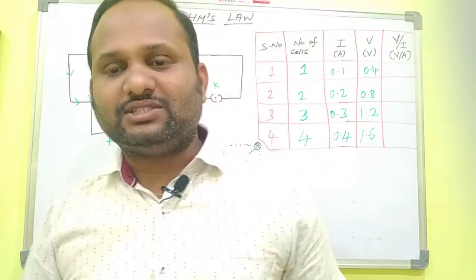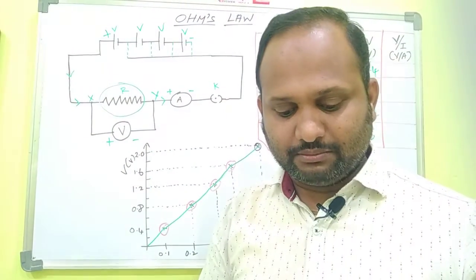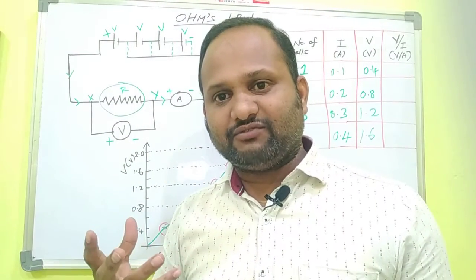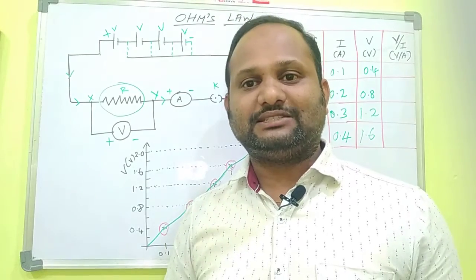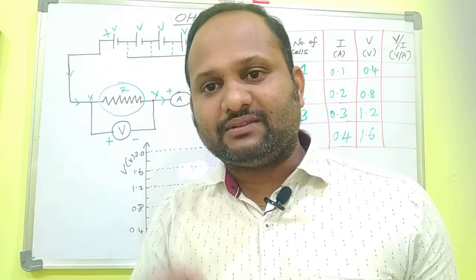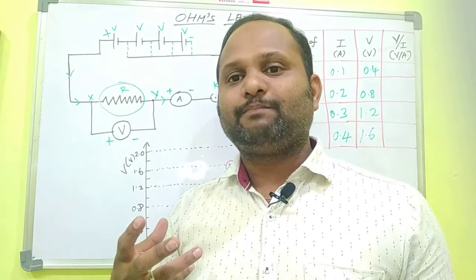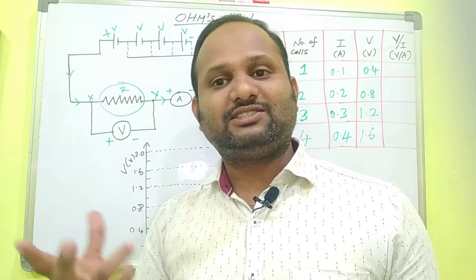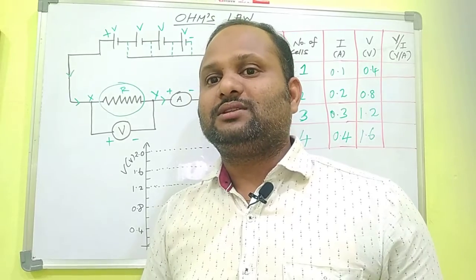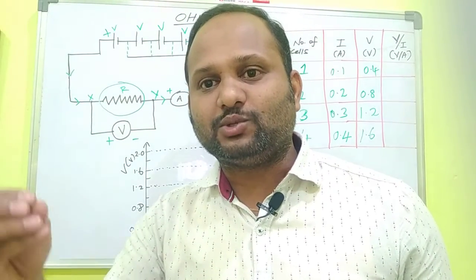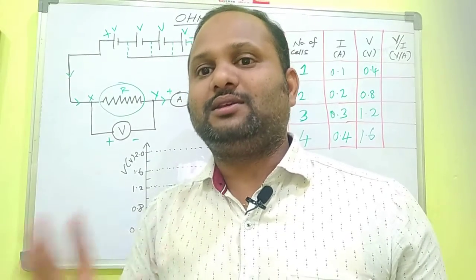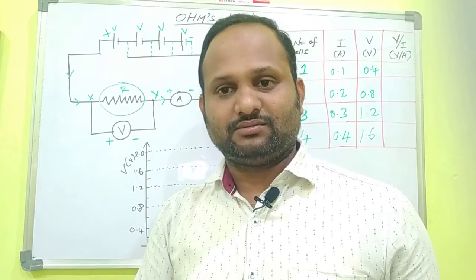So what are the observations? What inferences do we make from this experiment? The first inference: we are increasing the number of cells step by step across the resistance. When the number of cells is increased, the potential difference across the wire is increased. When the potential difference across the wire is increased, the current flowing through the circuit is also increased. That is the important inference.